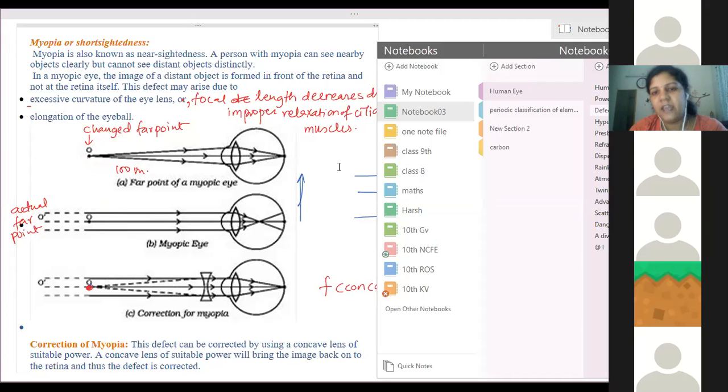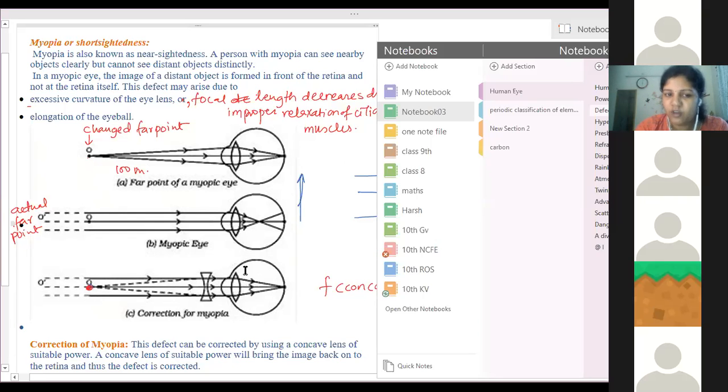But this defect can be corrected by using spectacles. In the spectacles, the person has to use a concave lens. The spectacle should have a concave lens. This is a concave lens. So the defect can be cleared by using that spectacle. What happens due to that? When the rays from far distant objects first fall on this spectacle, the spectacle will form the image at point O, which is closer to the eye.